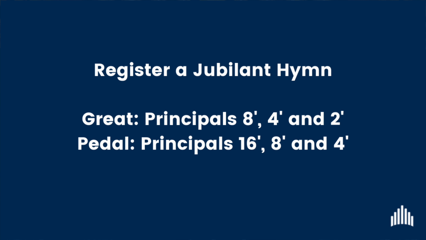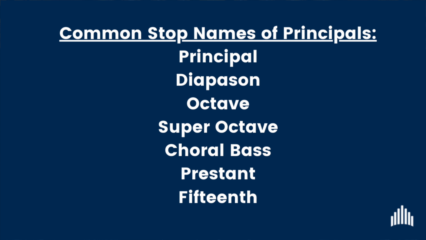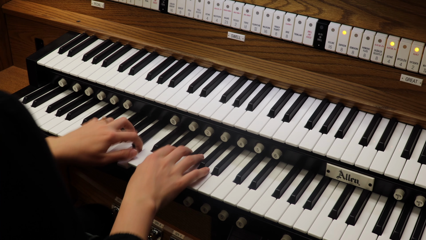Now we will register the hymn, Guide Us, O Thou Great Jehovah. I will build a principal chorus for this, which consists of principals 8, 4, and 2 on the great, and principals 16, 8, and 4 in the pedals. You may see different names for the principal, such as diapason, octave, super octave, 15th, and choral bass.